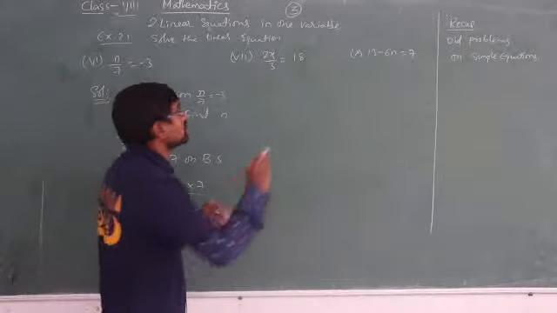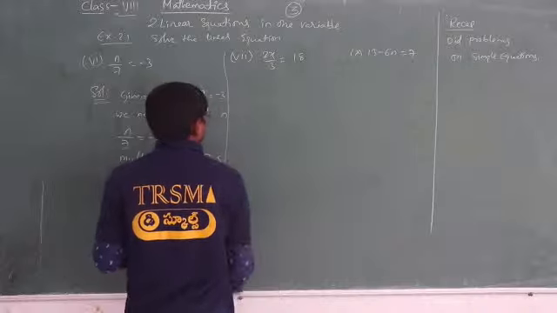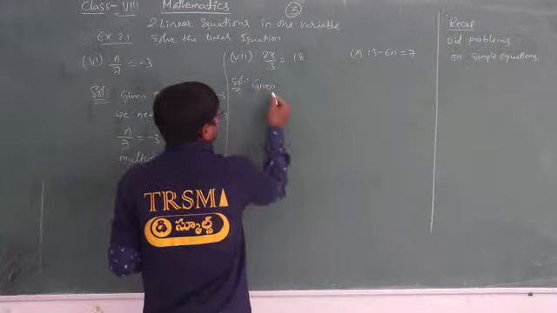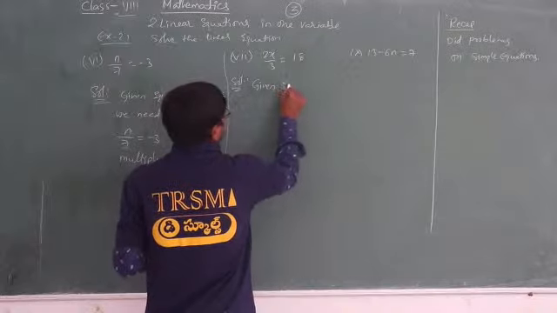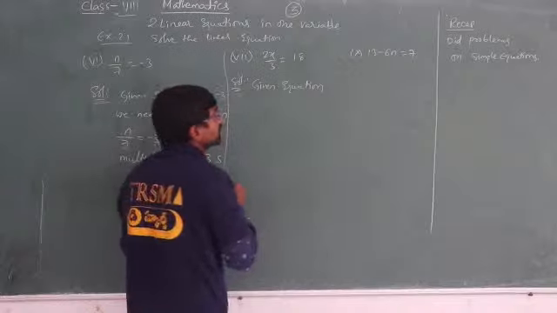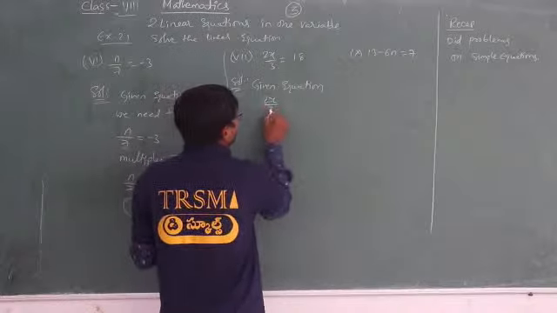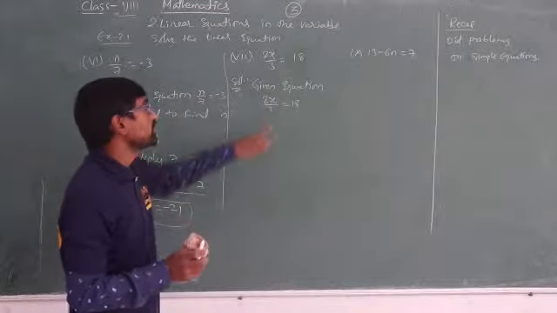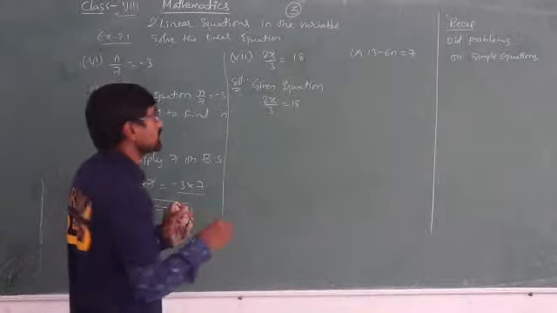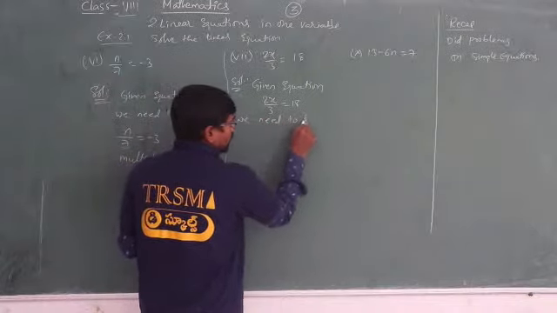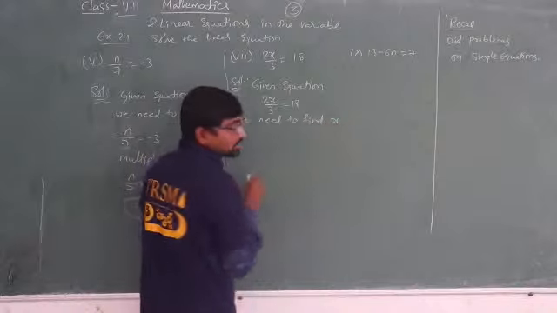Similarly we have to solve this. What is given is an equation, because it has an equal symbol. The equation is 2x divided by 3 is equal to 18. We need to solve it, which means we need to find the value of the variable x.